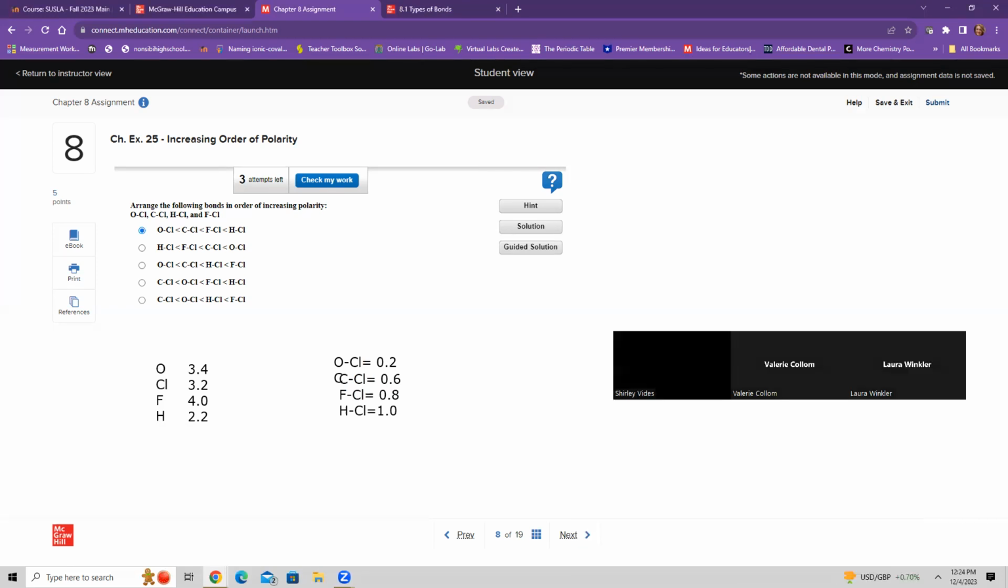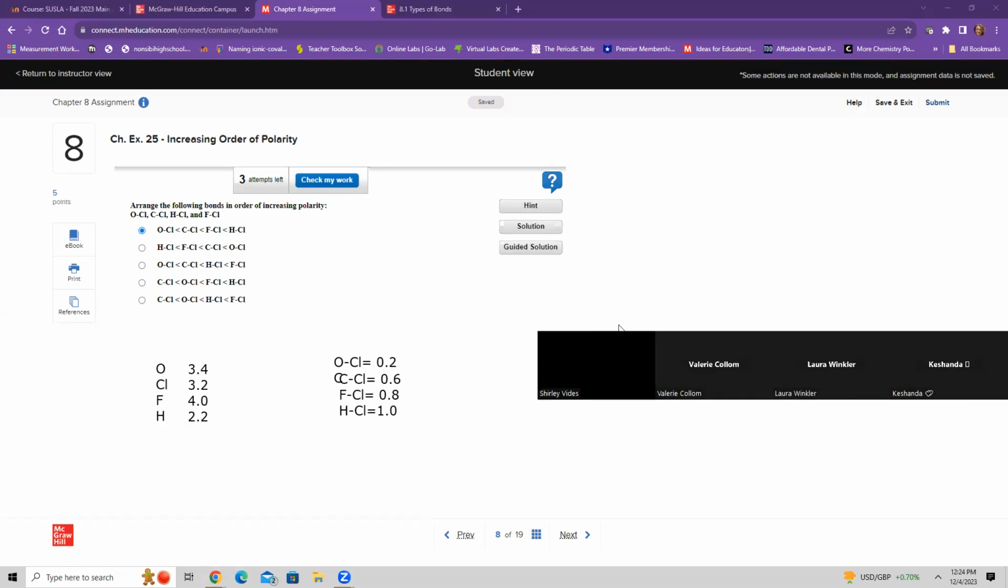Somebody got thrown out. Oh, Kashanda. Okay, so 3.4 minus 3.2 is 0.2. And then you've got carbon and Cl. Cl is 3.2 and carbon was 2.6. I did not write that one in here, but I could. All right, so let's just put it right here. Carbon. And it is 2.6, right? All right, so there you go. There's your whole table. So carbon minus chlorine is 0.6.